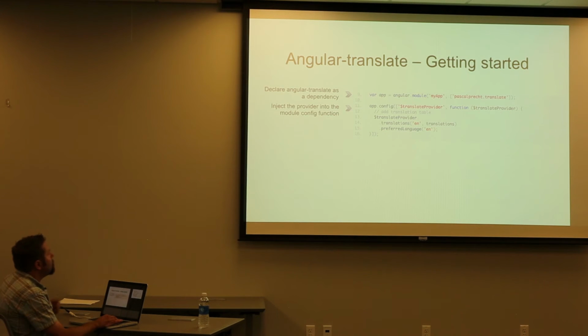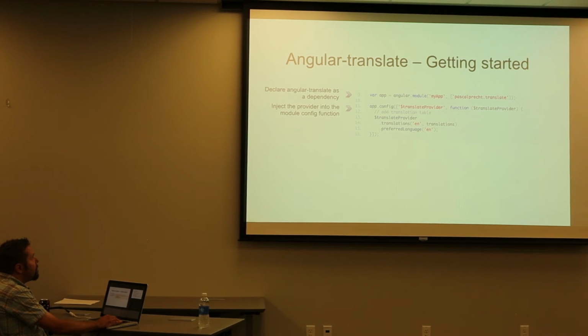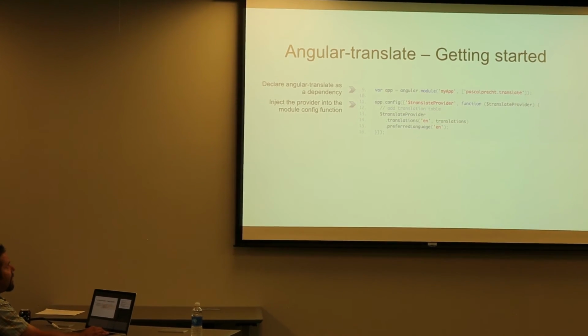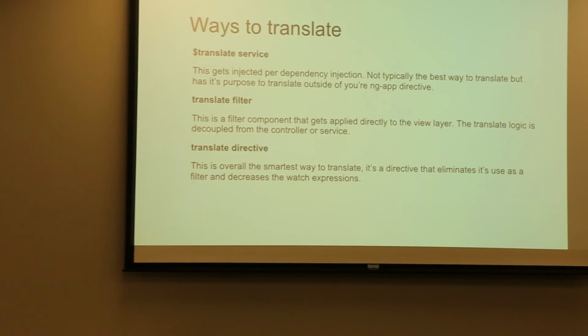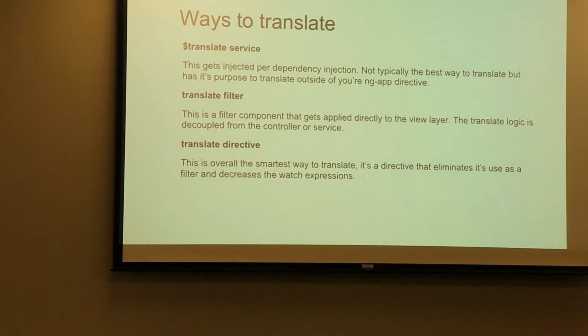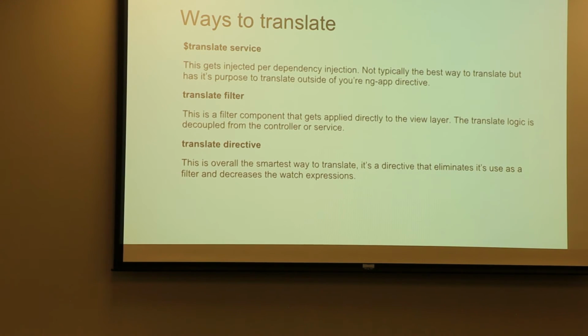To get started, you get all the Bower installs of the different Angular Translate pieces. First you declare the Angular translation dependency, and then you inject the provider into the module config function. And then there are three ways to translate. There's a translate service, which is injected via dependency injection. It's not the best way to translate because it's all within the controller.